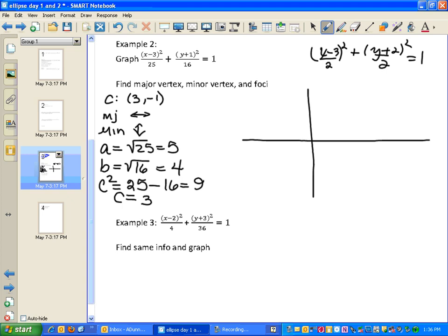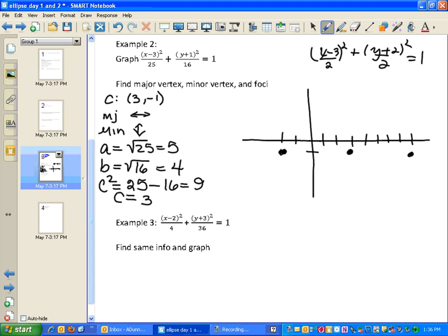Now, yesterday, our center was where? 0, 0. Now our center is at 3, negative 1. This is my center. We said our major axis is left, right, or up and down. How many units from the center do I go left and right? How many units do we go left and right? 5. 1, 2, 3, 4, 5. There's one endpoint. 1, 2, 3, 4, 5.